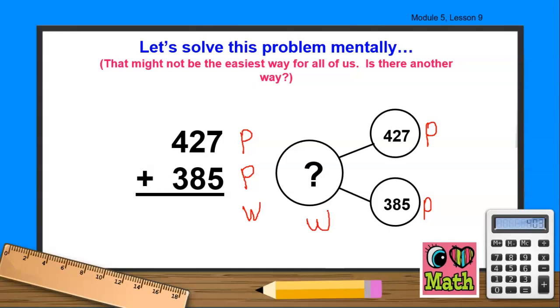Oh my goodness, boys and girls. That might not be the easiest way for all of us to solve this problem. I can't add 427 plus 385 in my mind, in my head. Is there any other way we can solve it? If you said yes, you're absolutely right. We can make a math drawing and solve it vertically, boys and girls. We can use our place value chart and our chip model.